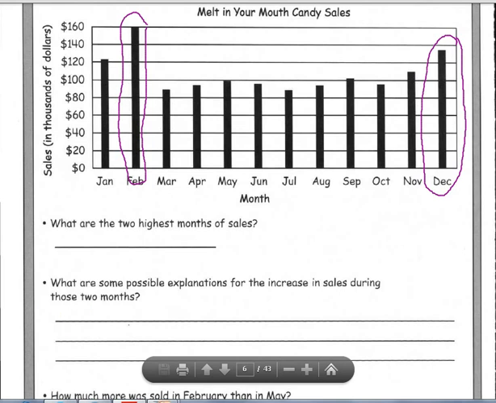So that's something we have to think about. Well, what's in the calendar year in February and December? There are different holidays. So what is the holiday in February that we have? And not all of us celebrate the holiday, but the holiday in February, a very big one for candy sales, is Valentine's Day.